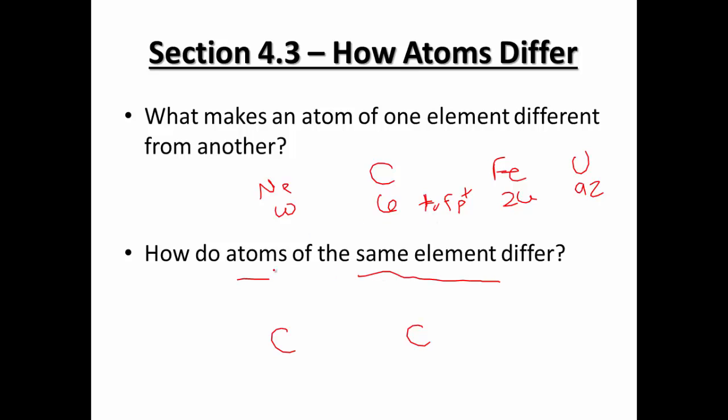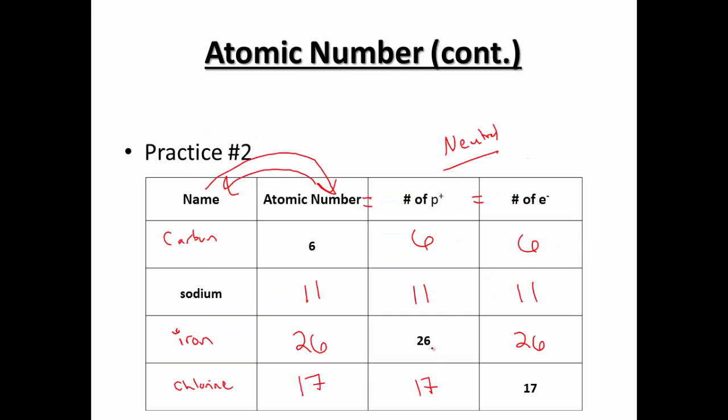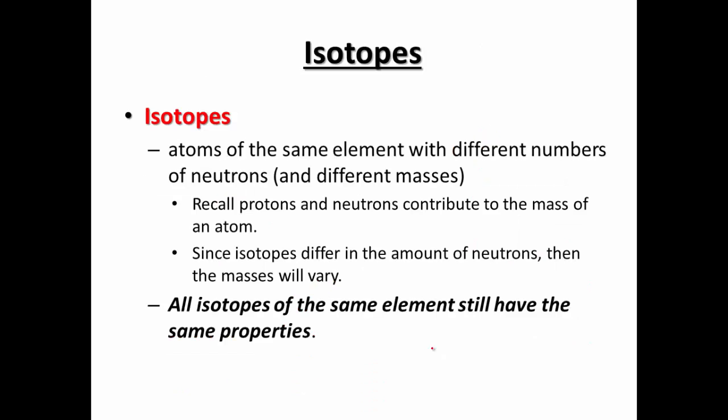The next question we're going to answer is, how do atoms of the same element differ? So if you have 2 atoms of carbon, how might they differ? Well, it comes down to the definition of isotopes. Isotopes are atoms of the same element that have different numbers of neutrons. Okay? And because they have different numbers of neutrons, they have different masses. So write that down and listen for a second. Isotopes are atoms of the same element with different numbers of neutrons.